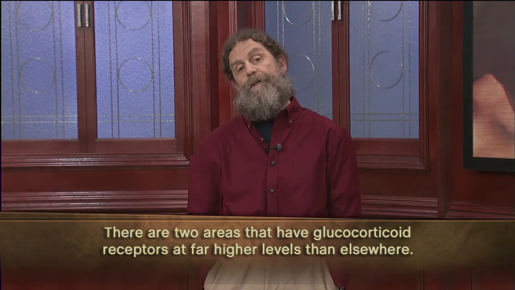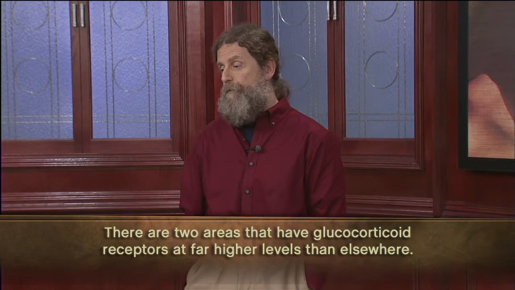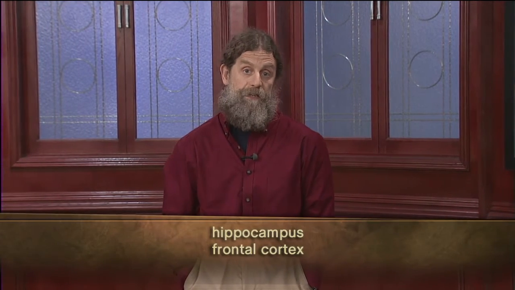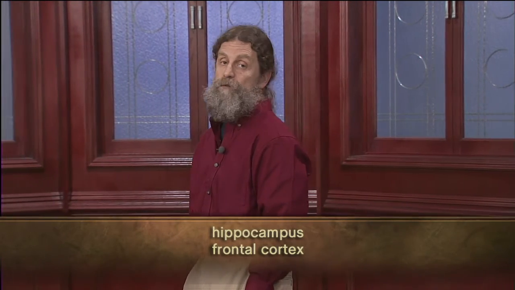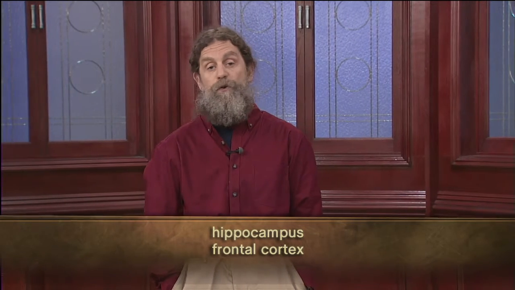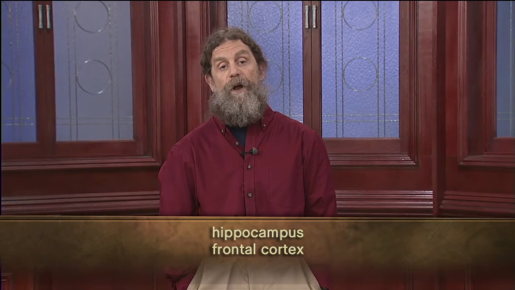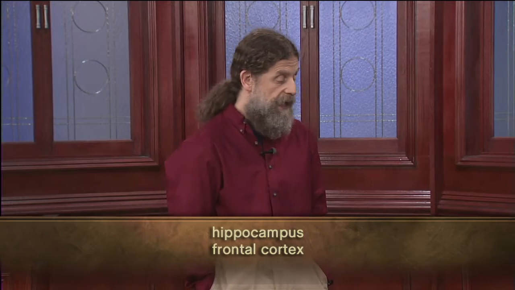What are the two areas? You guessed it from last lecture, the hippocampus, and from this lecture, the frontal cortex. These are the two hot spots in the brain when there are sufficient amounts of stress and glucocorticoid excess that you're beginning to mess with how the brain works. It's the hippocampus and frontal cortex that go first.